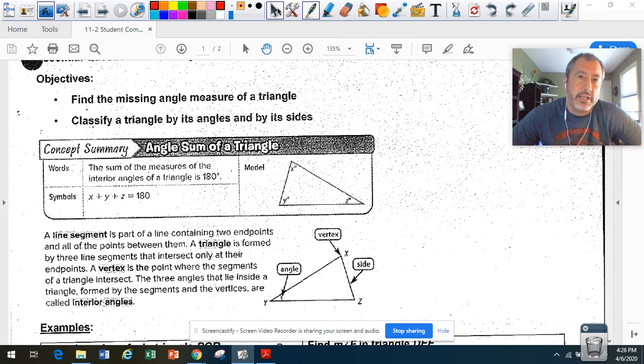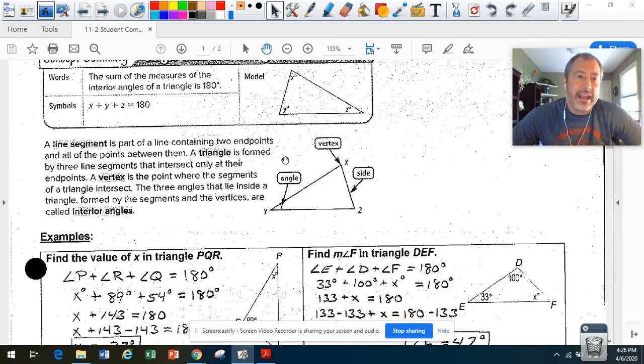A triangle is made up of line segments. We know there are three of them, okay? A line segment is a part of a line containing two endpoints. So this is a line segment up here. It has two endpoints. Here's an endpoint here, and here's an endpoint here. A triangle is formed by three line segments that intersect only at their endpoints.